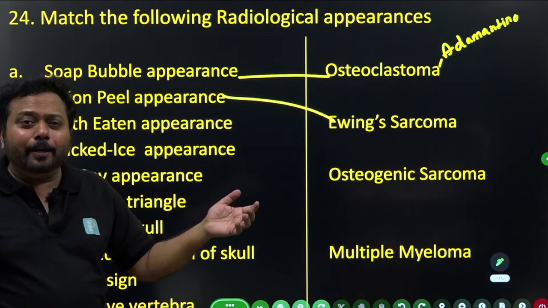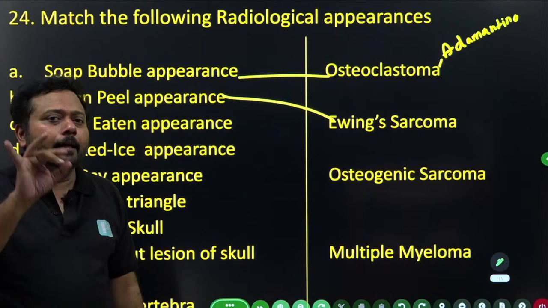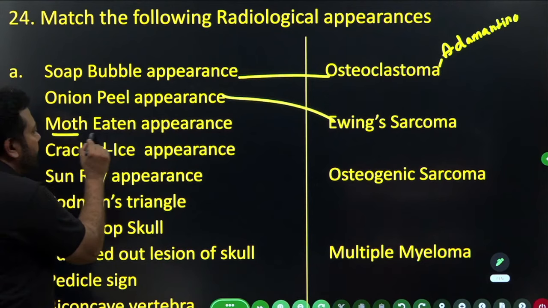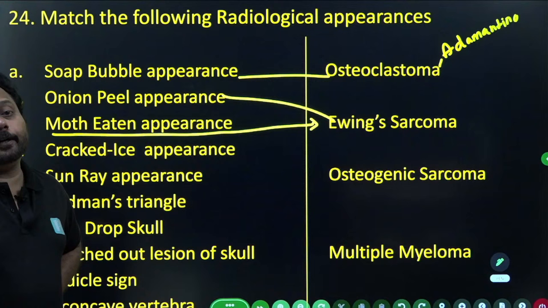But another two appearances are there in the textbook, and for some reason, they are not asking so far. So something tells my mind, this year you can expect two new questions from Ewing sarcoma. It's called moth-eaten appearance, Ewing sarcoma. Moth-eaten appearance of the bone. Moth-eaten appearance, many places in pathology it will come. Moth-eaten appearance of the kidney, membranous glomerulonephritis.